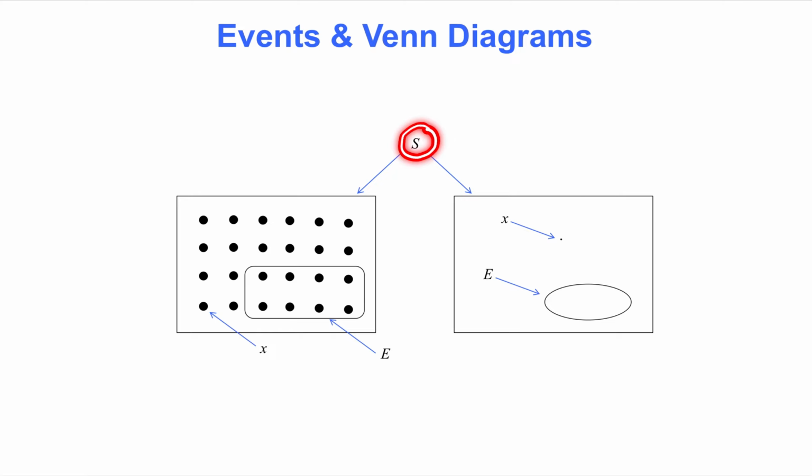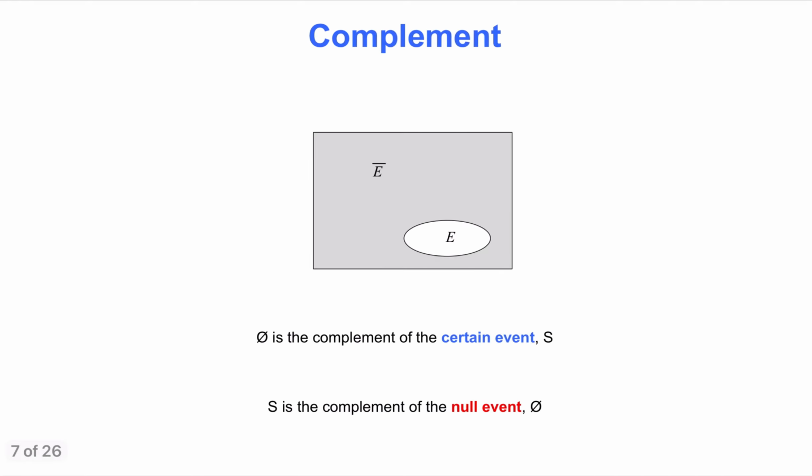Each individual sample point is denoted by X. Any collection of sample points is called an event, generically denoted by the symbol E, perhaps with a subscript to further identify the event. The next slide defines the concept of a complement. This Venn diagram shows that the complement of an event, E, is every other possibility except the event E. Notice the horizontal bar on top of the symbol.